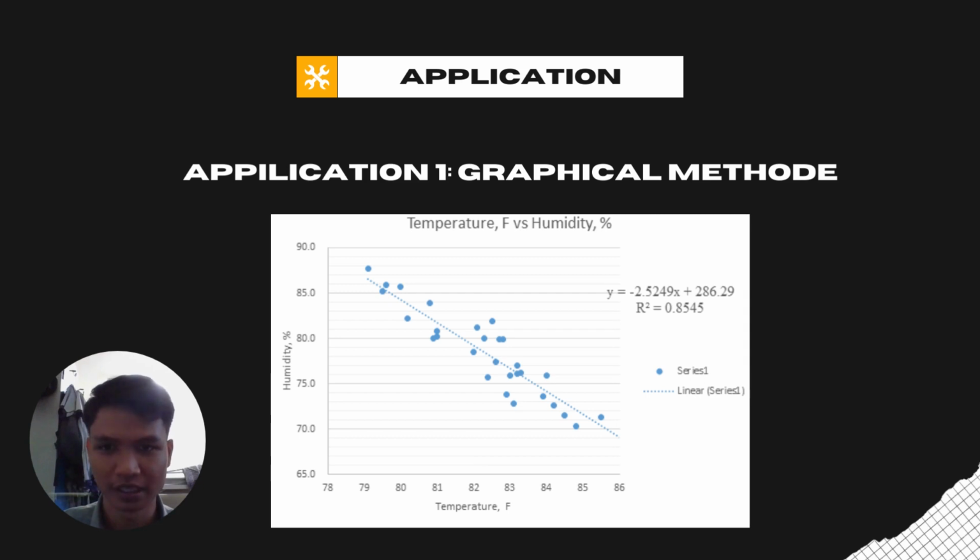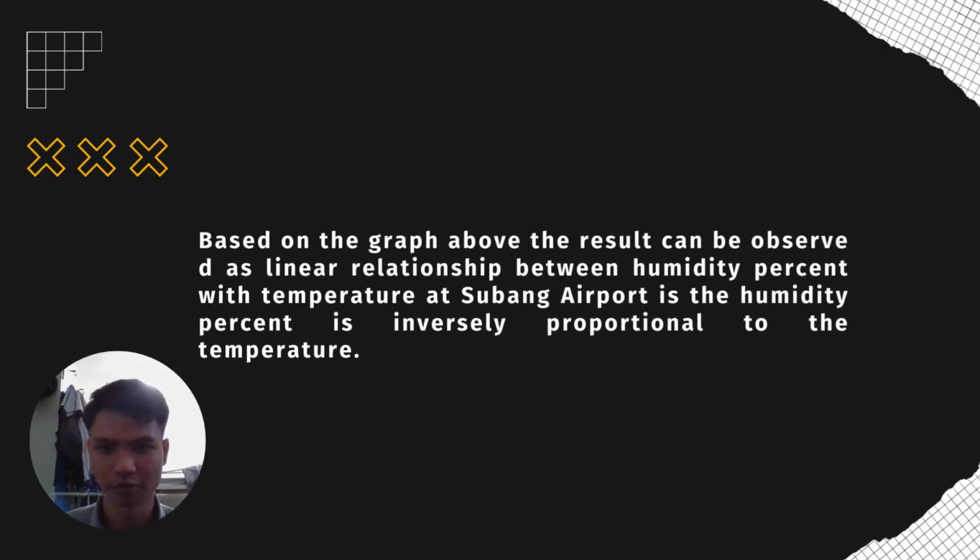Now, the first application is the graphical method. The graphical method is done by submitting the data into Microsoft Excel. Then the graph will be generated. From the graph, we can see the result that the linear relationship between humidity percent and air temperature at Subang Airport is inversely proportional to the temperature.